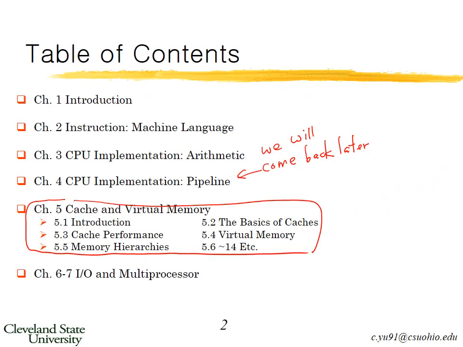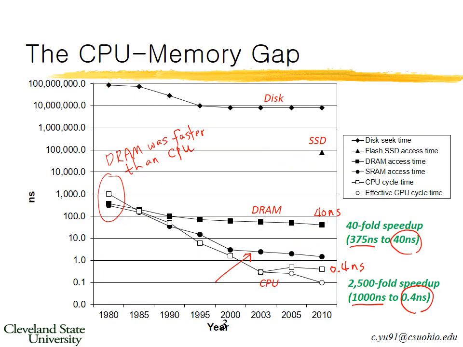So here is the whole table of contents from chapter 1 to 6, 7. Chapter 5 is cache and virtual memory. And in chapter 4, we were discussing pipelining. We haven't actually completed it yet, so we will come back to this discussion later in the semester.